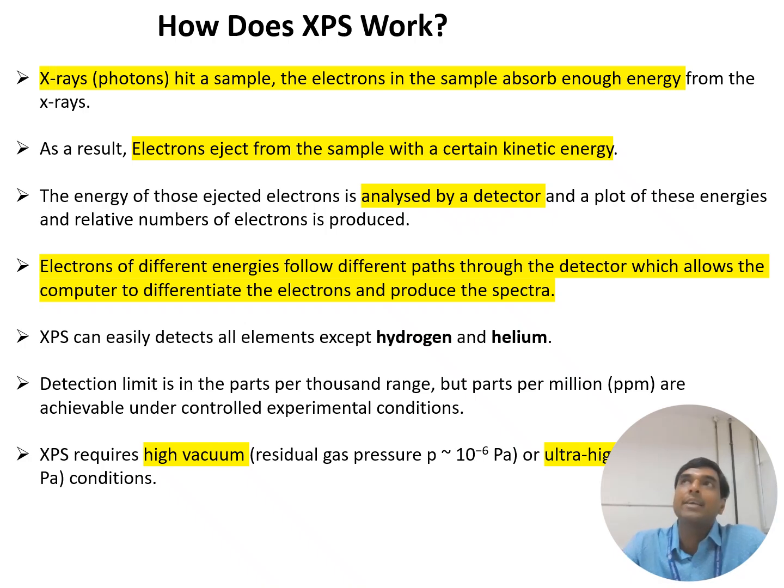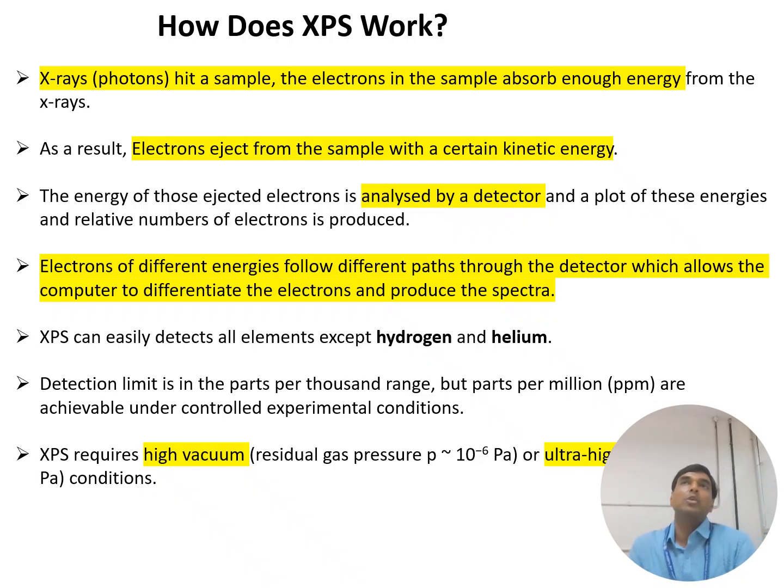Basically, electrons of different energies, because different elements are present, follow different paths through the detector, and the detector takes all the different electron beams with different energies, differentiates the electrons' binding energies, and produces the spectra.